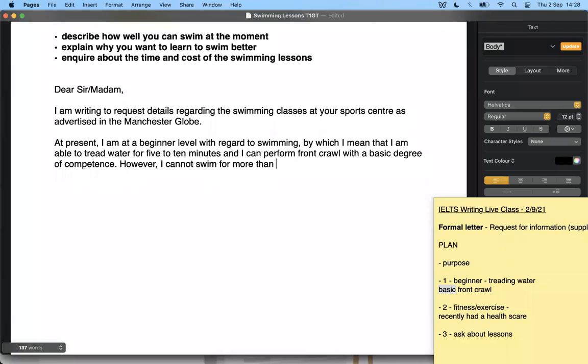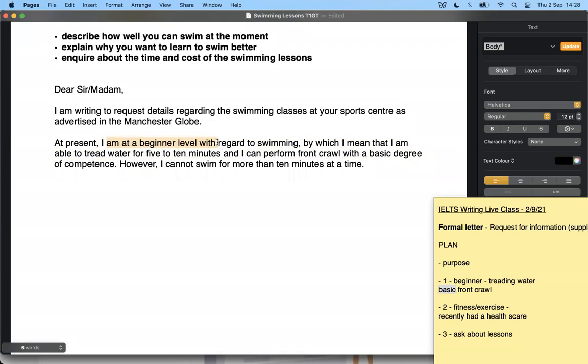Let's say, however, I cannot swim for more than, notice we bring comparatives in here as well, although it's a noun rather than an adjective. However, I cannot swim for more than 10 minutes. And here's an expression I want you to come up with, A-A-T. Just mean in one go. At a time. That's what we want here, at a time. So to mean in one go, at a time. However, I cannot swim for more than 10 minutes at a time.